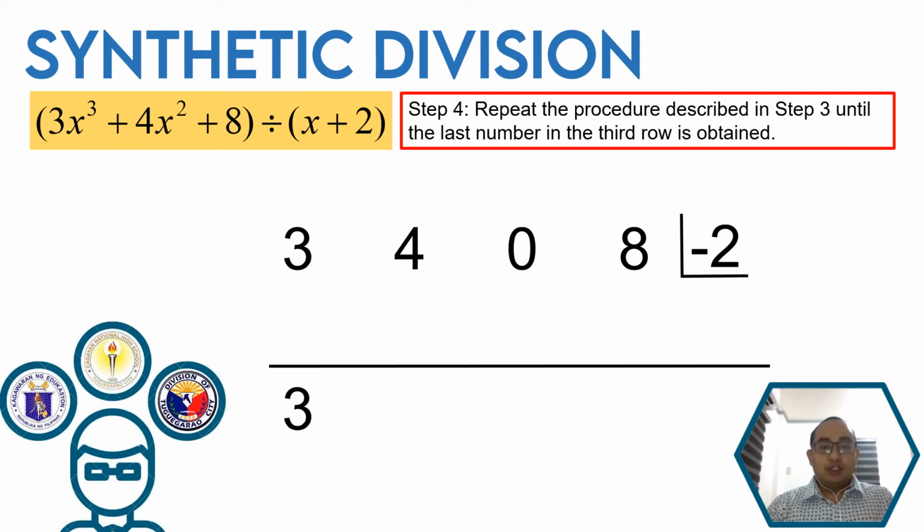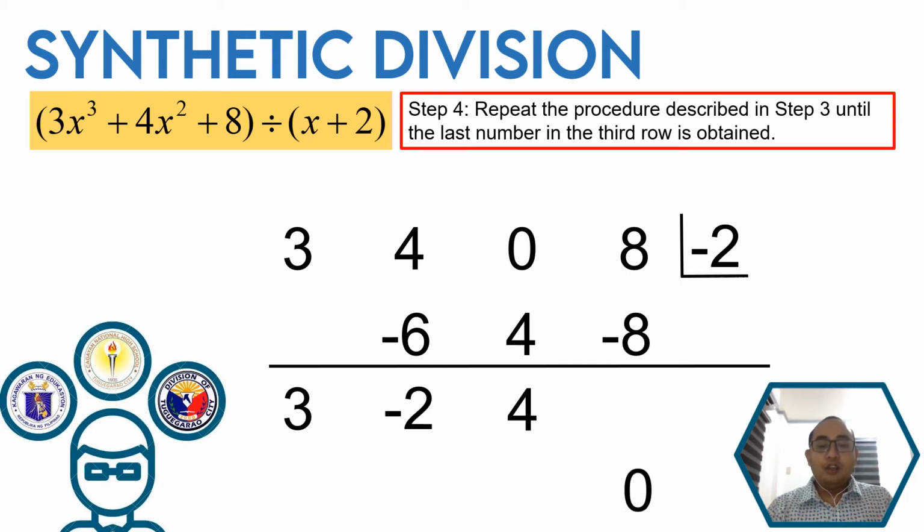Step number 4 is we are now going to repeat the procedure described in step 3 until the last number in the third row is obtained. So we have, okay, we have negative 2 times negative 2, that is c, that will give me positive 4. Okay, and 0 plus 4 will now give me 4. Finally, 4 times negative 2 will give me negative 8, and 8 plus negative 8 will give me an answer of 0. So finally now, we write the quotient.